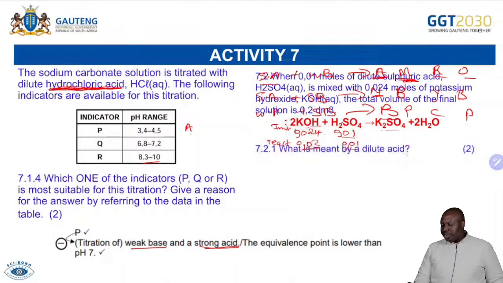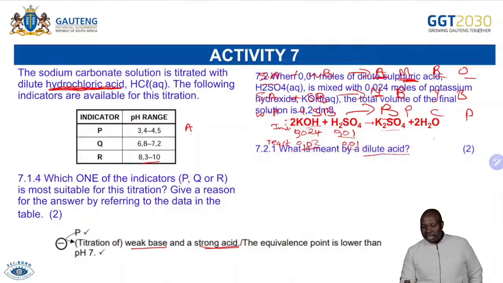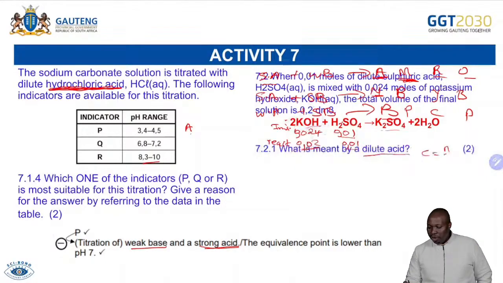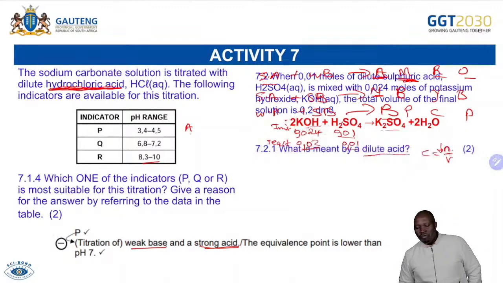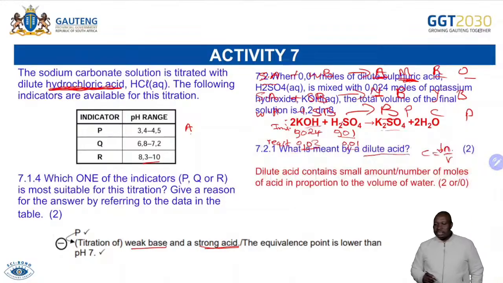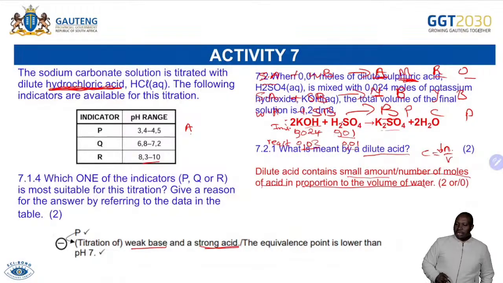What is meant by a dilute acid? Already I told you dilute, that just goes to the formula of concentration, n over V. We say we have a less number of moles of the acid in proportion to the volume of water, and that is our definition of dilute. And then you are able to get your 2 marks there. Remember, it's 2 or nothing. So you must write the formula, you must write the definition correctly. We said it contains a small number of moles of an acid in proportion to the volume of water. The same way I've been saying it to you.